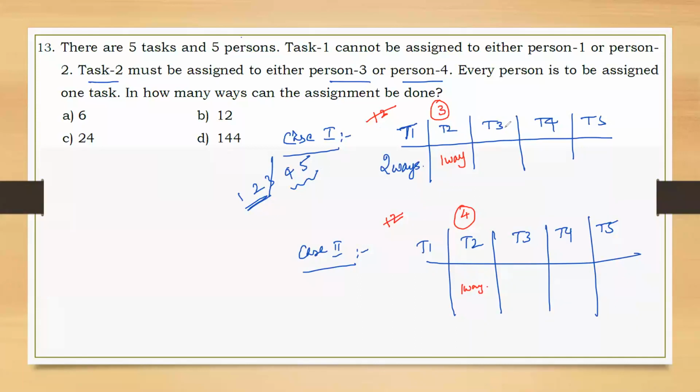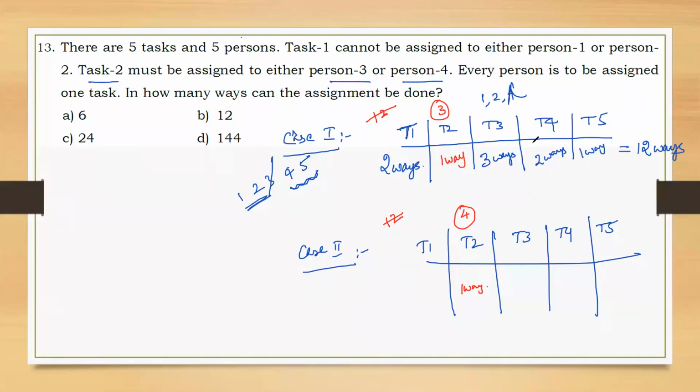Now we are going to task 3. Already we have 1 and 2 left over. Then out of 4 and 5, one will be here, either 4 or 5. So we have 3 persons, so 3 ways to assign task 3 to anyone. The remaining 2 will be assigned for task 4 and the remaining 1 for task 5. So the total number of ways equals 2 into 1 into 3 into 2 into 1. The answer is 12 ways. Is it clear?